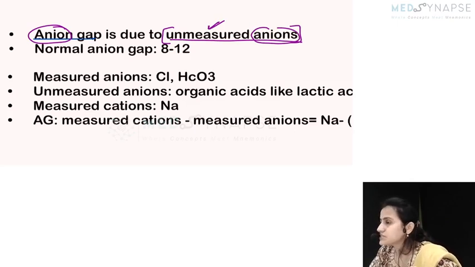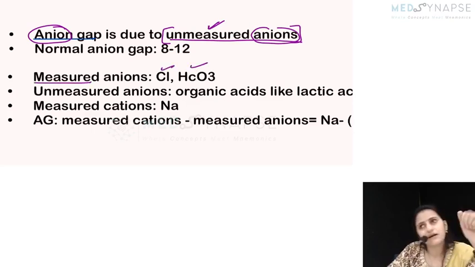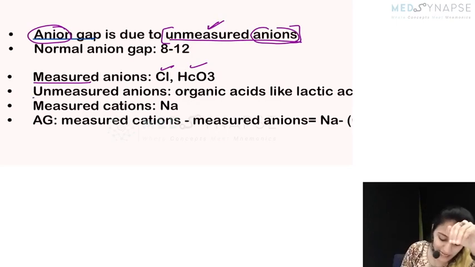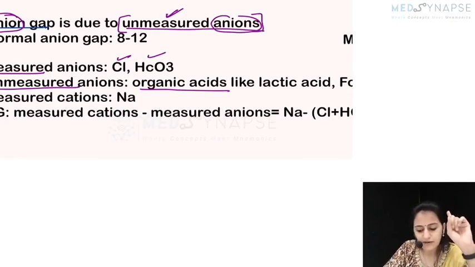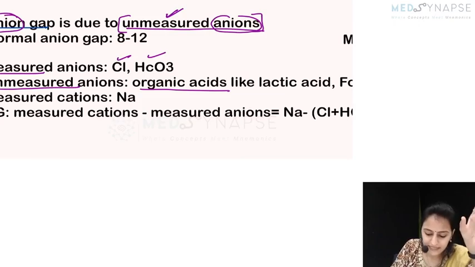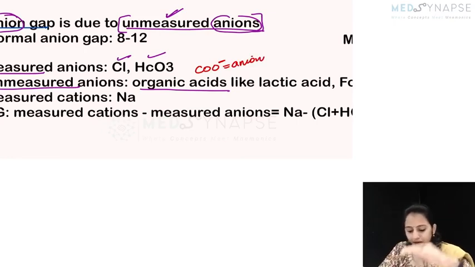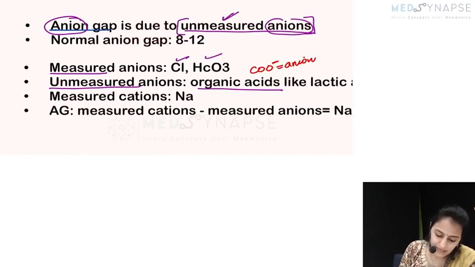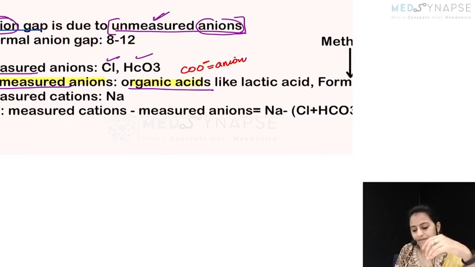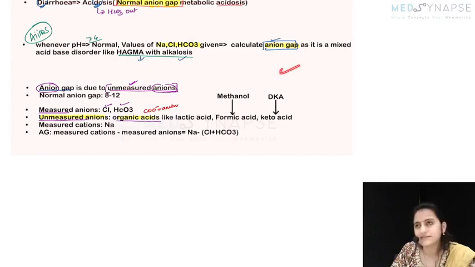So which are the measured anions and which are the unmeasured anions? What we normally measure is chloride and bicarbonate. These are measured. What are the unmeasured anions? The organic acids. What group does an acid contain? COO minus. That means it's an anion. Do we normally measure these organic acids? No. That means they are unmeasured anions. Examples: lactic acid, formic acid, keto acid.